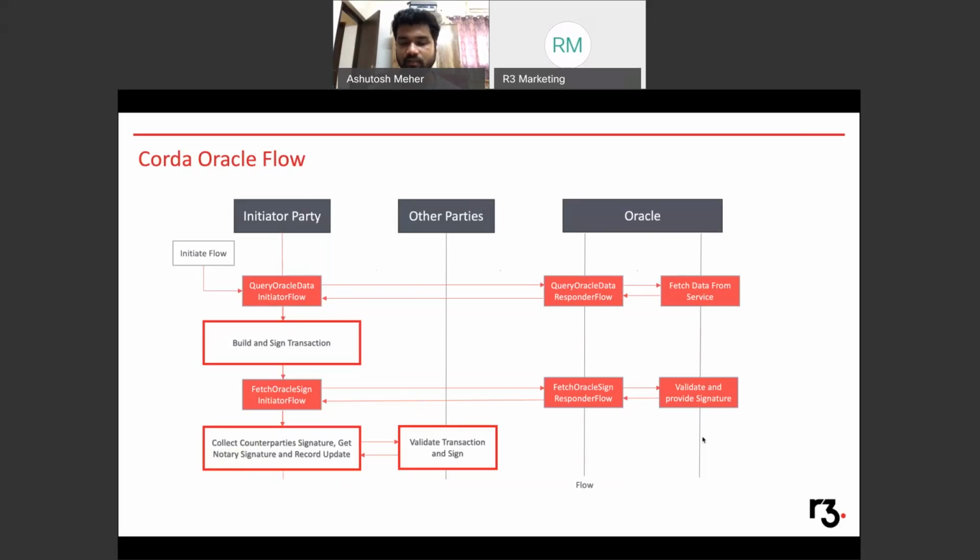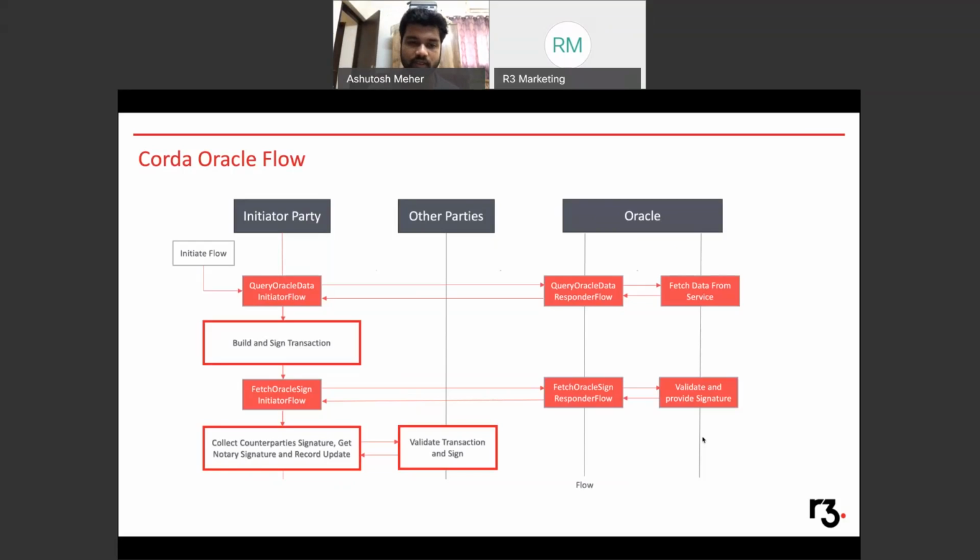Once you build the transaction, how do we trust this data? How do we know that the Oracle has actually provided this data? We need a signature from the Oracle, but I can't really send the entire transaction to the Oracle. It's a privacy breach. The Oracle is not a participant to the transaction. It's just basically providing me with some data, and so it should not be able to see what exactly is transacted, right?